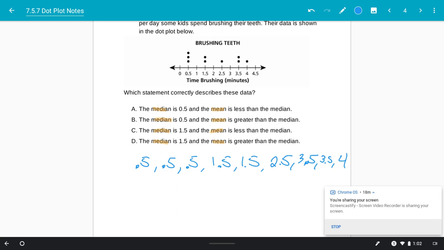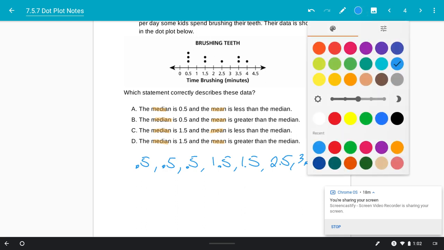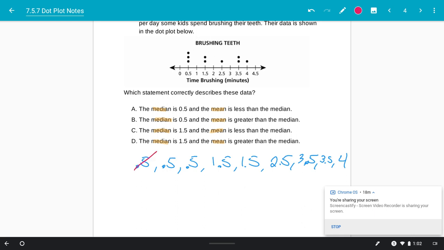All right, so first I'm going to calculate the median because that's the easiest one to do from our data set. So I'm going to work my way into the middle, canceling out left and right. And we end up with a median of 1.5. So knowing that, choices A and B are out. So now I need to calculate the mean, that's our average. So I'm going to do this by adding up all of these values.